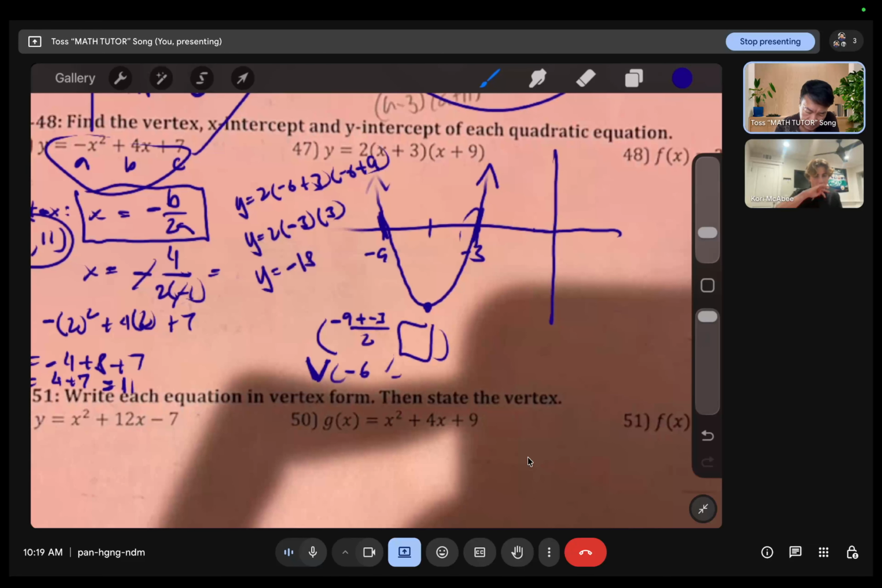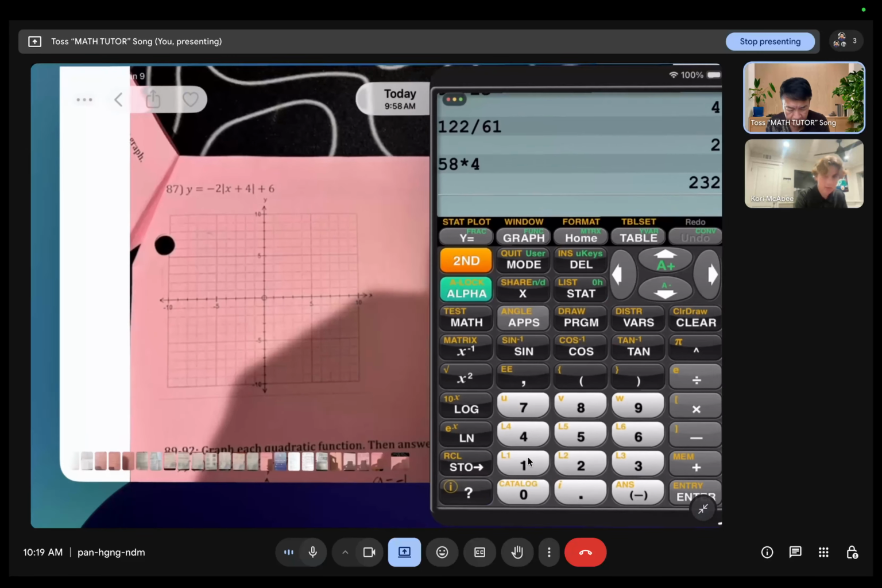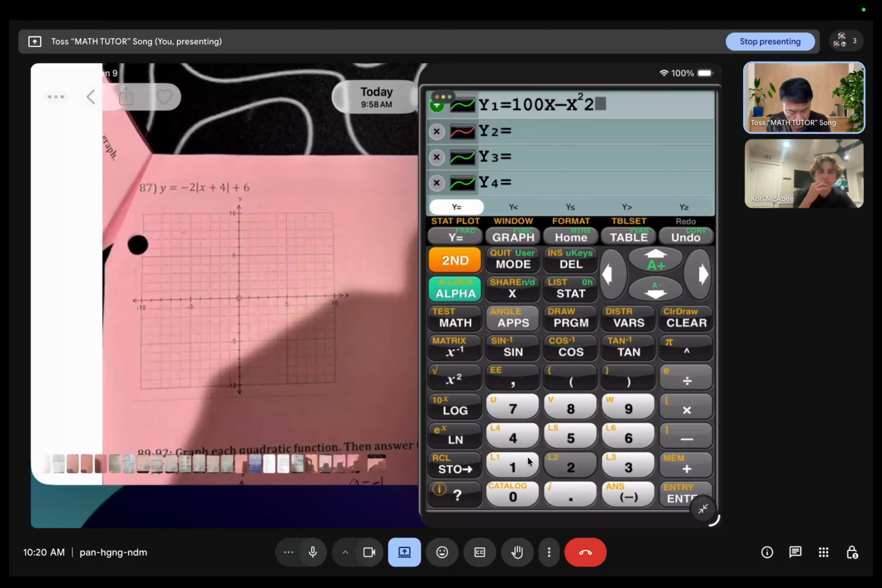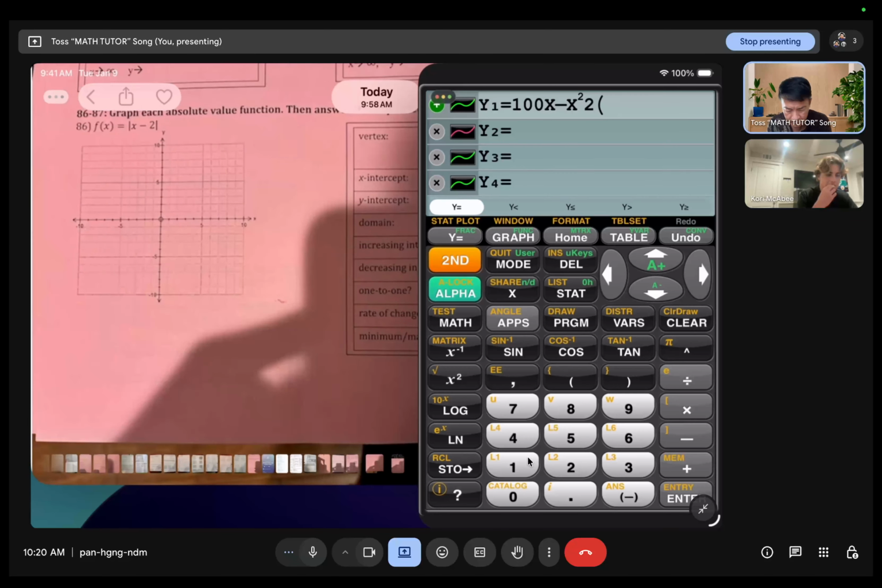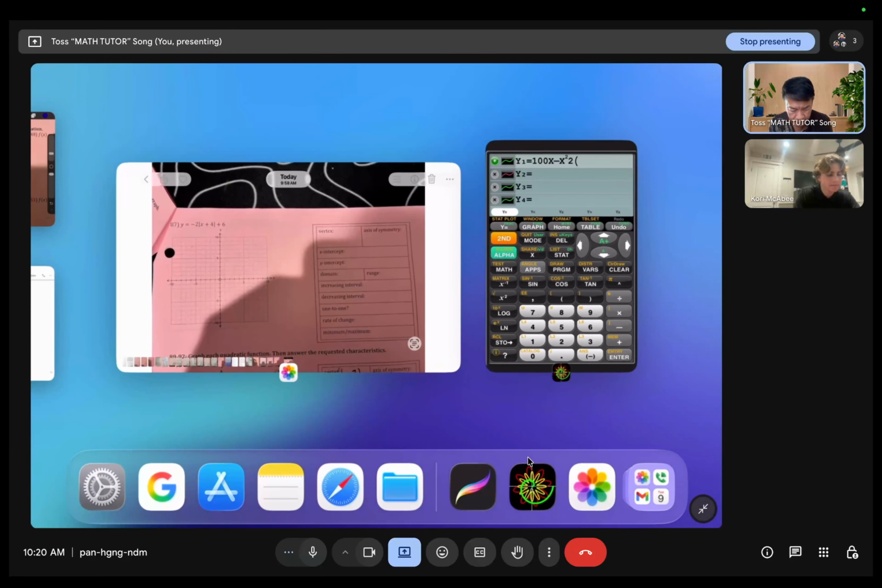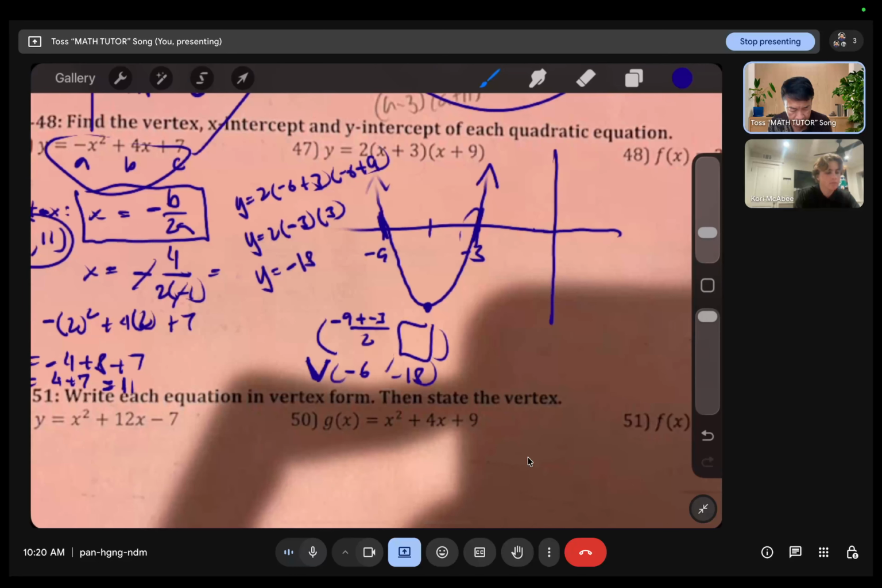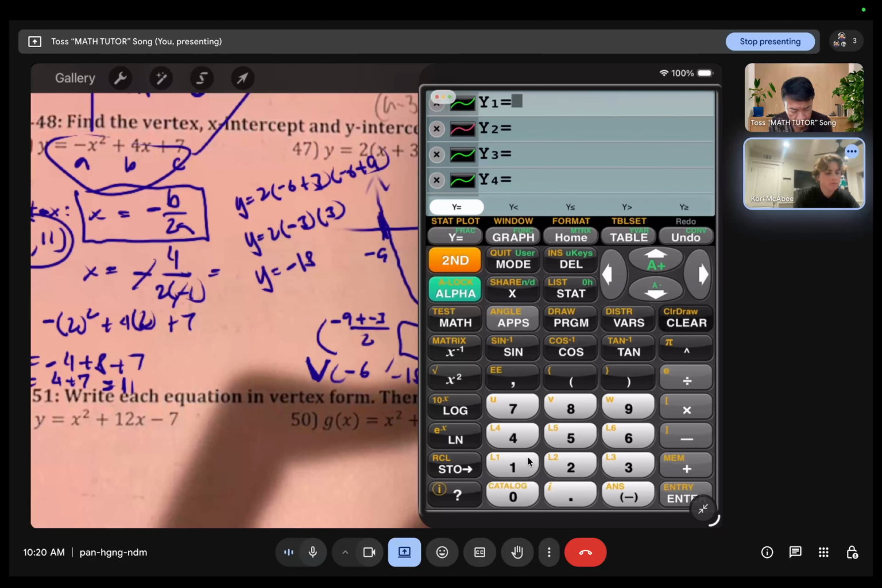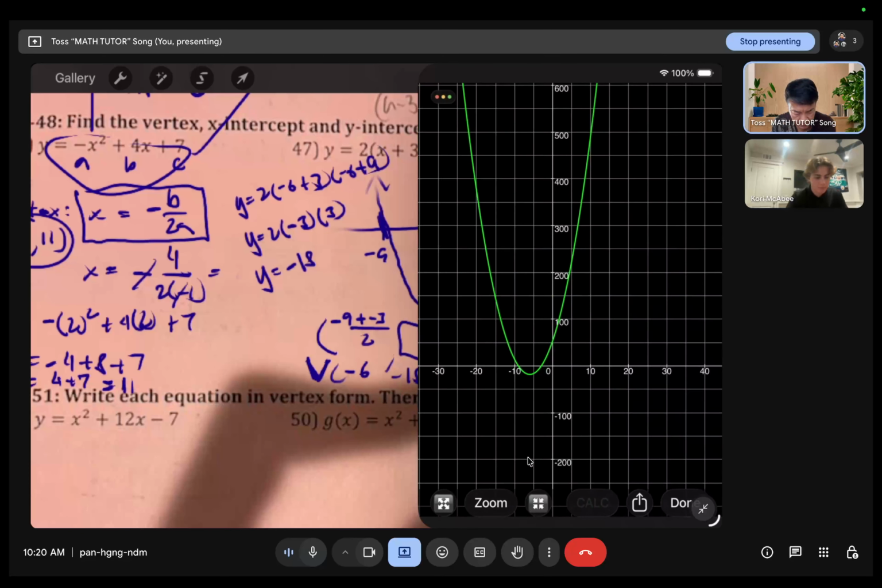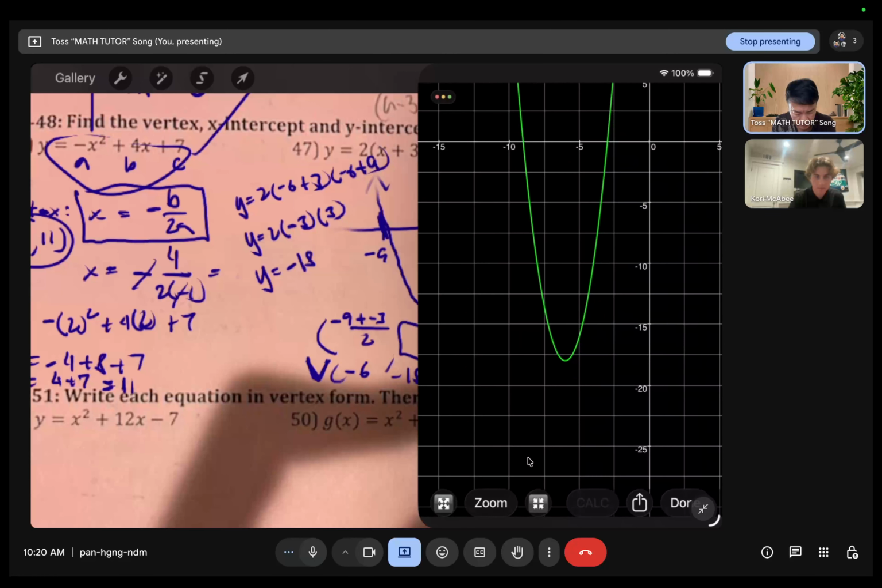So I can check this quickly if you want. How do I check that? Just quickly, in the graphing calculator. I graph it: 2 parentheses x plus 3, and then x plus 9. Okay, graph. So here, take a look. I zoom in. Yep, it looks just right.